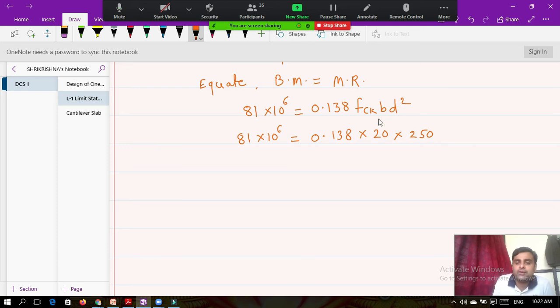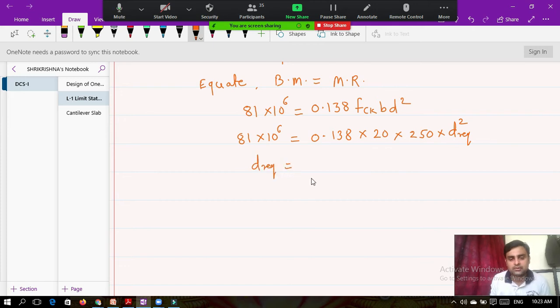So B is 250. In slab, we were taking B as 1000. If you remember, in the case of slab we are taking the width as 1000 because we are assuming 1 meter width and we are doing all the calculations for per meter width. That is why in the case of slab we were taking B as 1000 mm. But now in the case of beam, we know the cross section of the beam. Its width is 250 and its depth is 640. So here the value is 250 width multiplied by D required square. So if you solve this, you will get the value of D required.